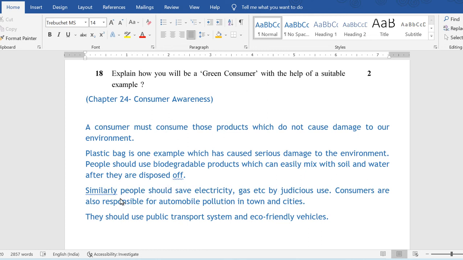Similarly, people should save electricity and gas by judiciously using them. Consumers are also responsible for automobile pollution in towns and cities. They should switch to using public transport system and eco-friendly vehicles wherever possible.